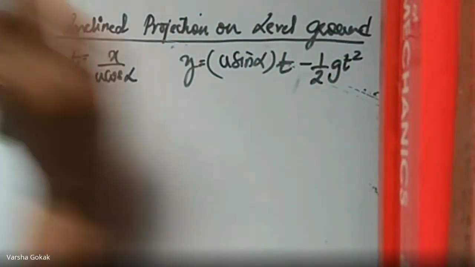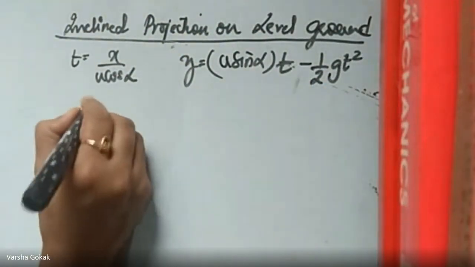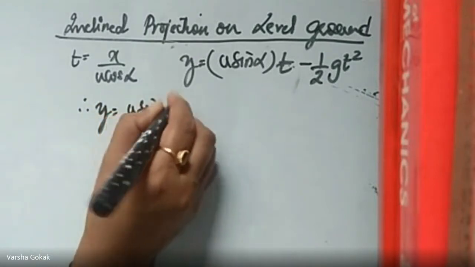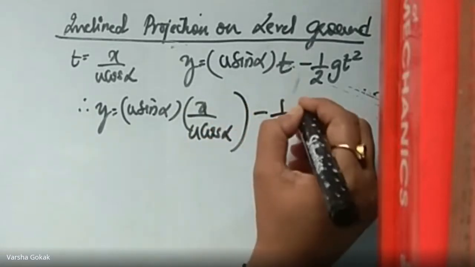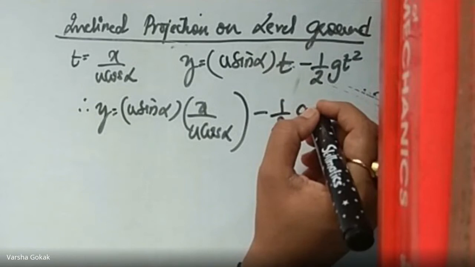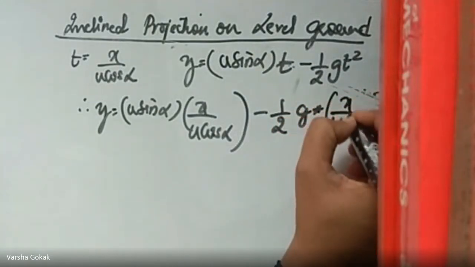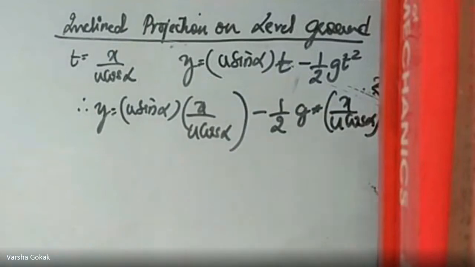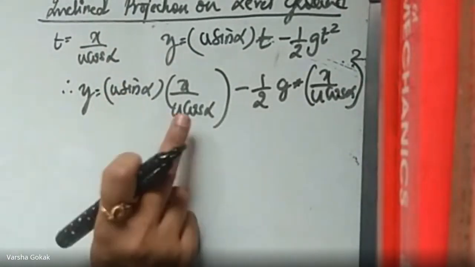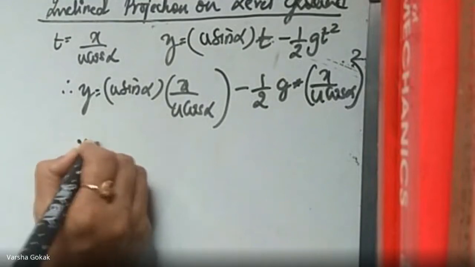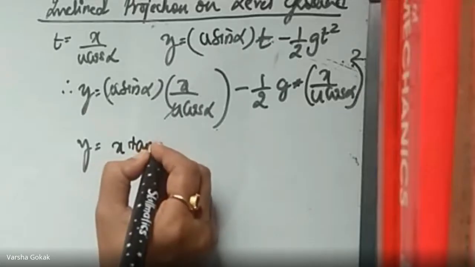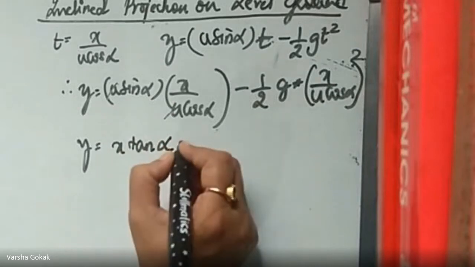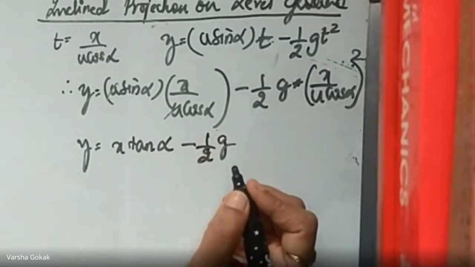So now we will substitute for t. Therefore, y equal to u sine of alpha into t, where t is x divided by u cos of alpha, minus half of g t square. Now t is x divided by u cos of alpha, the whole square. Now u sine alpha divided by u cos alpha: u is gone, and sin alpha by cos alpha is tan alpha. So we have x tan of alpha remaining, minus half, keep g as it is.